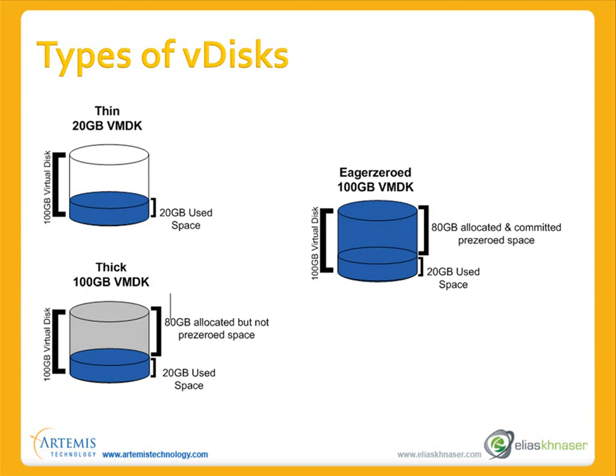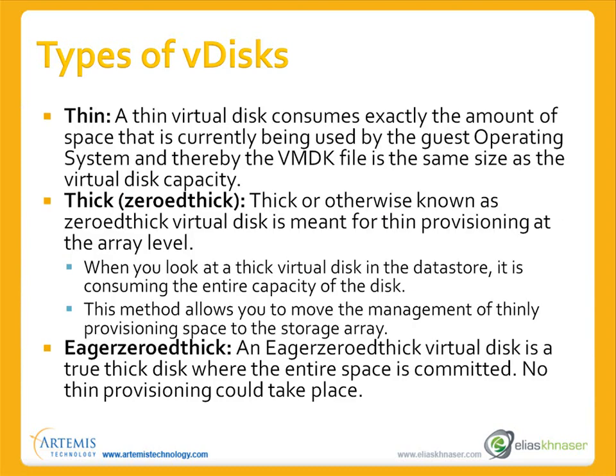So you want to make sure that if you're doing thin provisioning at the ESX or the vSphere level, you monitor your storage, and as these virtual machines need access to the storage, you make sure that storage is available. Let's take a look at the second type of disk, thick. Let's go back to the definition here. Thick, otherwise known as zero thick, is intended so that you can do thin provisioning at the array level rather than doing it at the vSphere level.